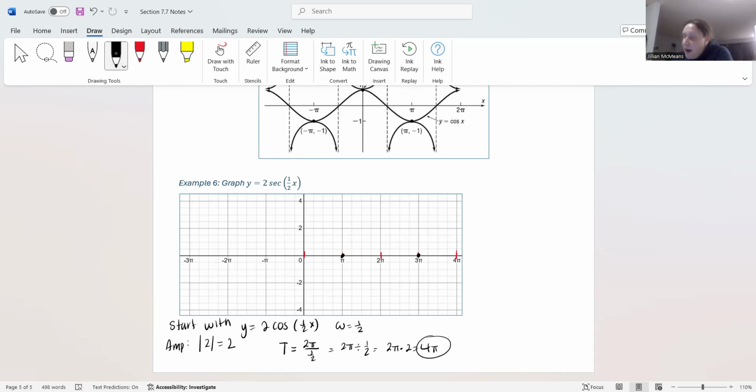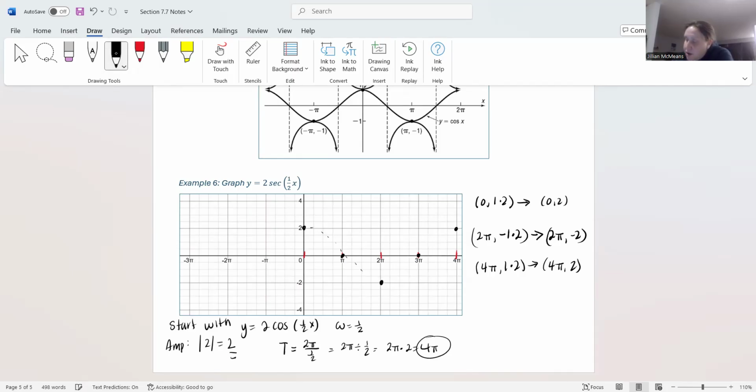And remember, our max is going to start at 0, and the initial max is 1. But remember, we have to multiply our max by our amplitude. So our new max is going to be 0, 2. Our center is at 2 pi, and the initial min is -1, but we have to multiply that by 2. So that makes our new min at 2 pi comma -2. And then our second max would be at 4 pi. The max initially would be 1, so we multiply 1 by 2, and our max is now at 4 pi comma 2. So we would plot here, here, and here.